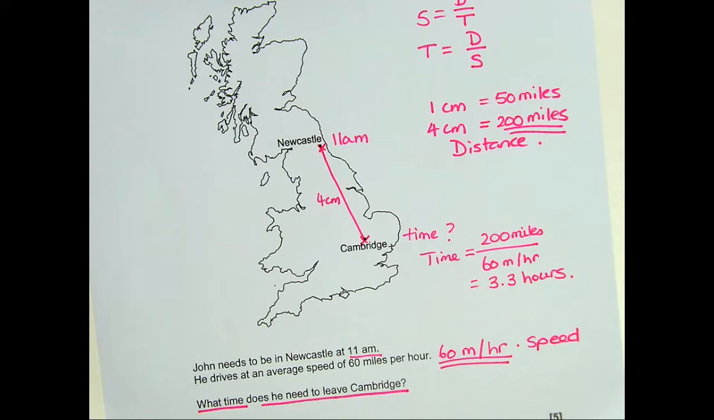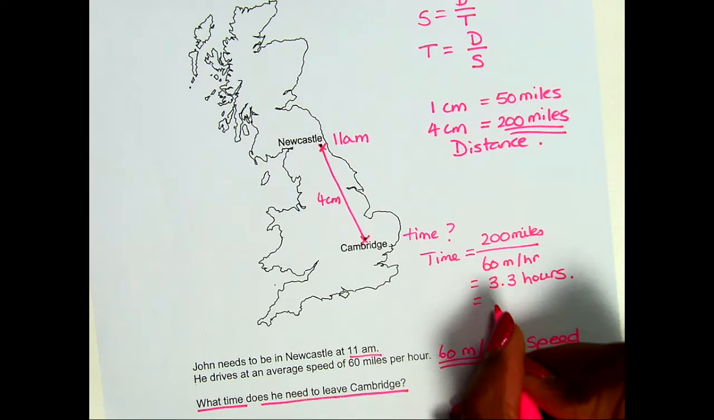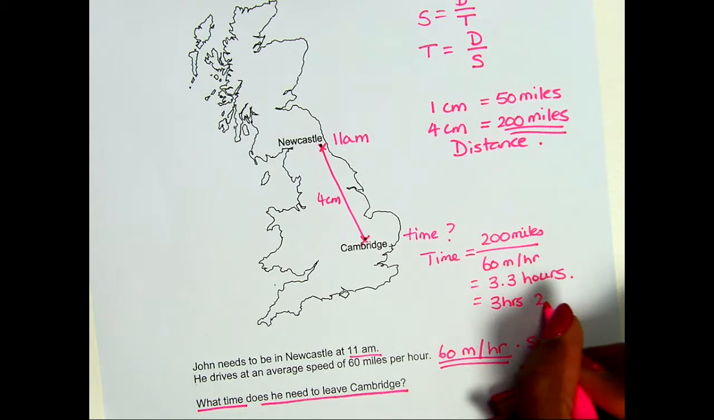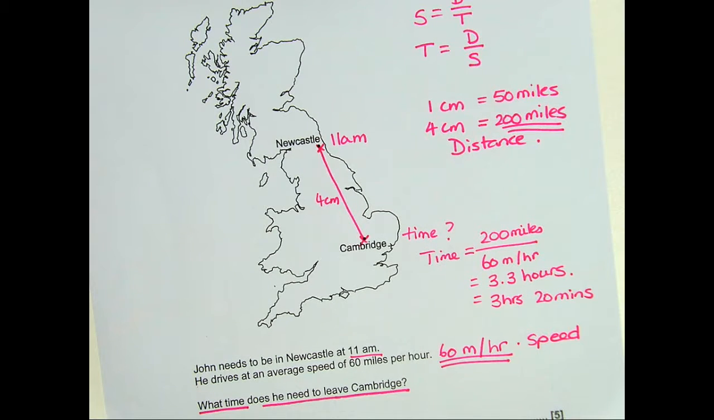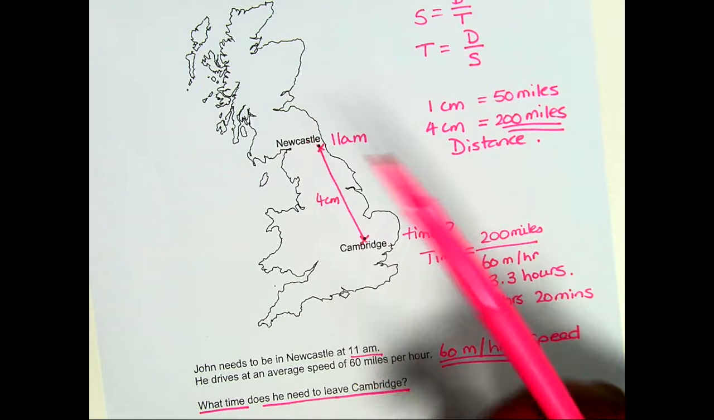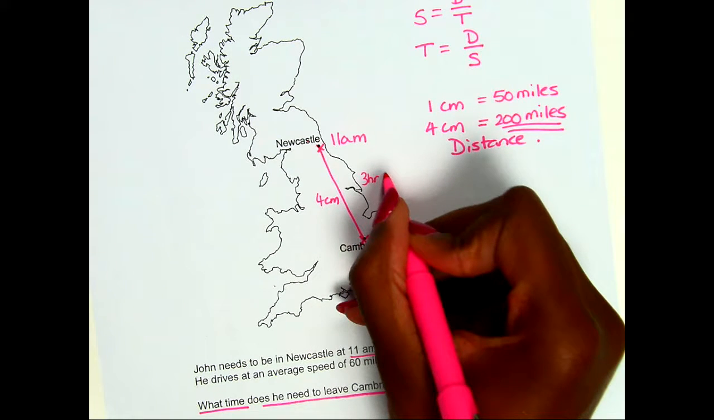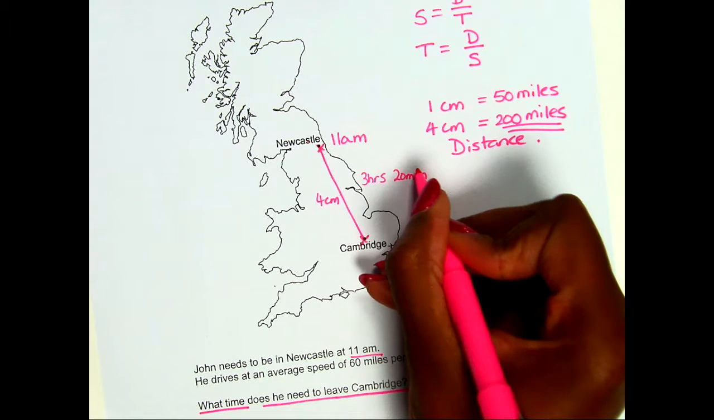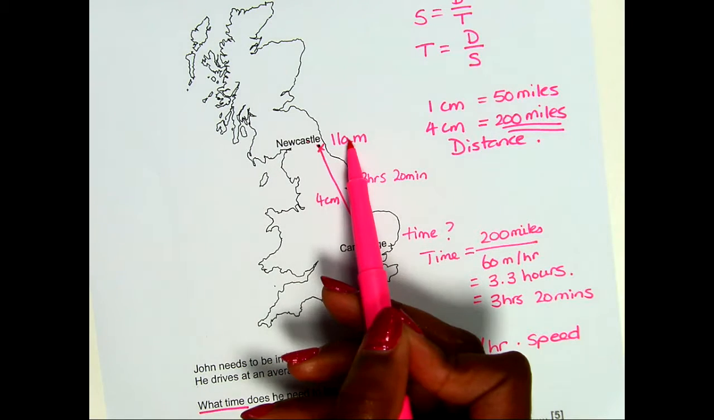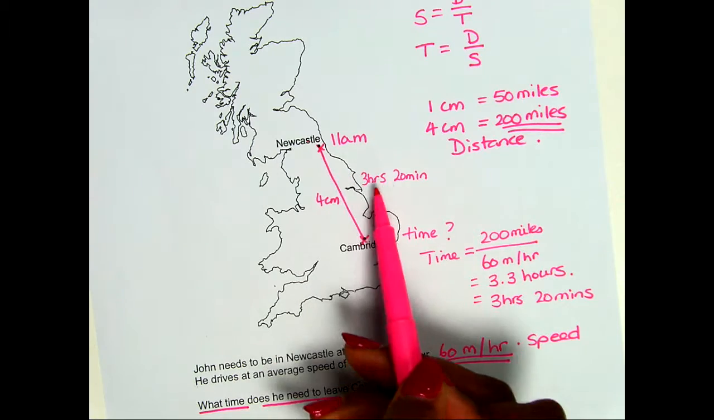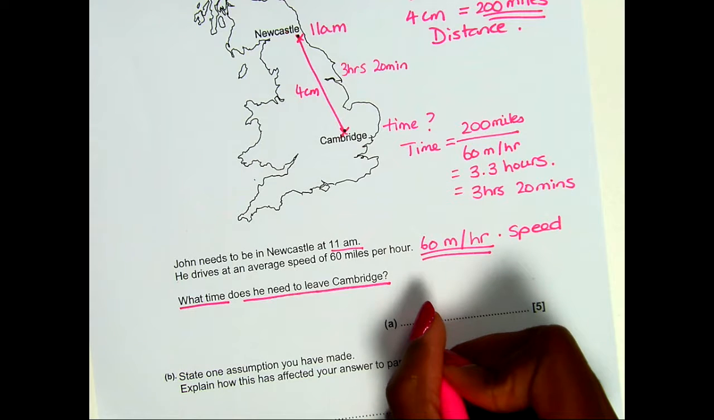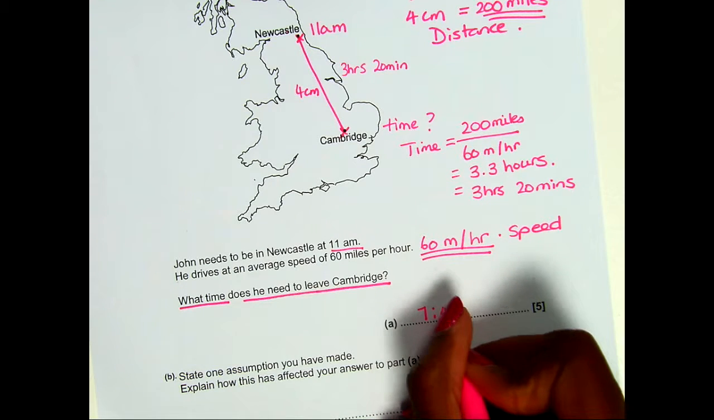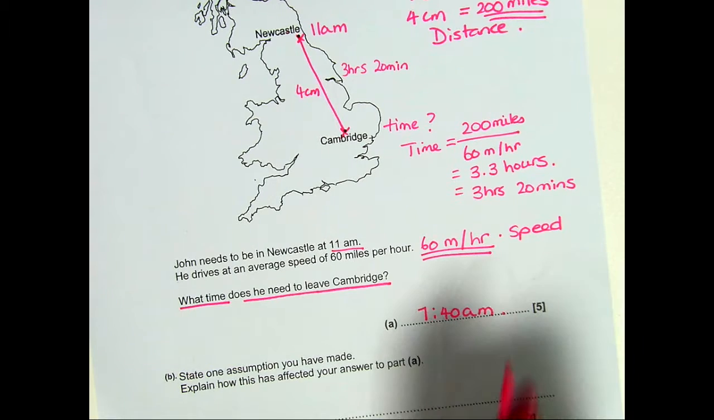Now 3.3 is the same as 3 1/3, and 1/3 of an hour is 20 minutes, so the equivalent is going to be 3 hours and 20 minutes. So I know that if I want to get from Cambridge to Newcastle, it's going to take me 3 hours and 20 minutes. Okay, I need to get to Newcastle by 11 a.m. so I'm going to count backwards 3 hours and 20 minutes, and that's going to give me my answer. So therefore, John needs to leave at 7:40 a.m.